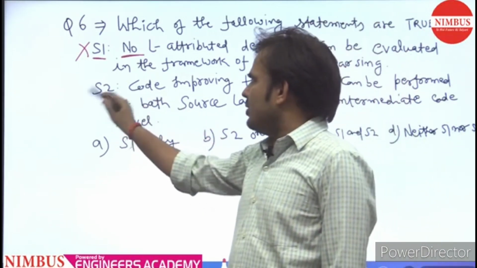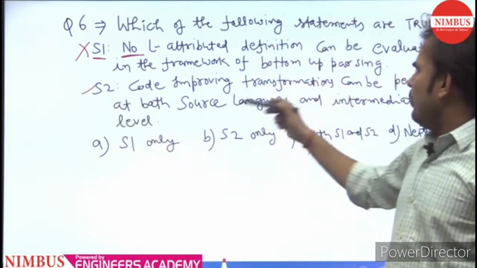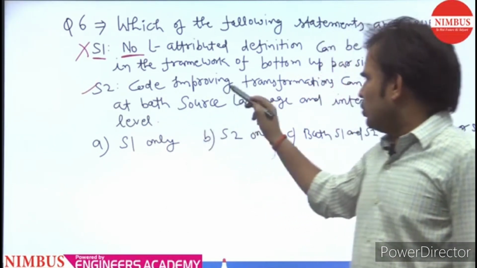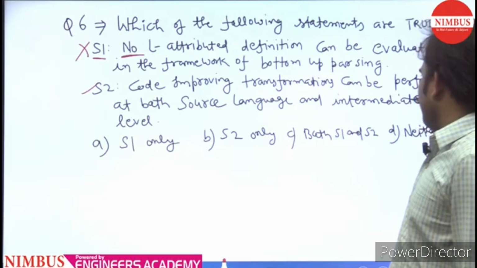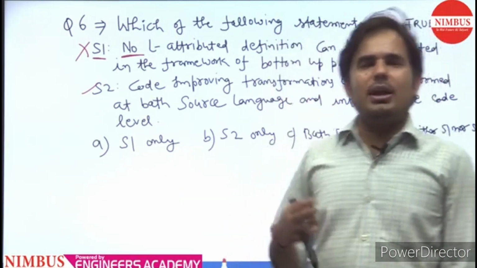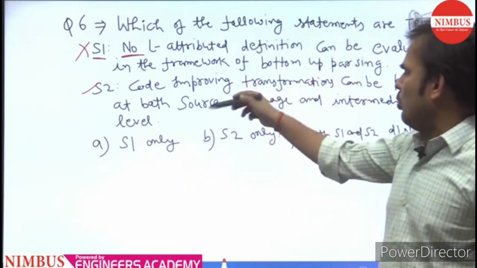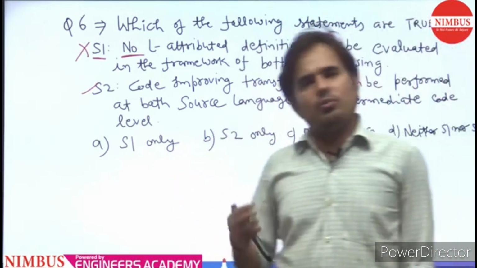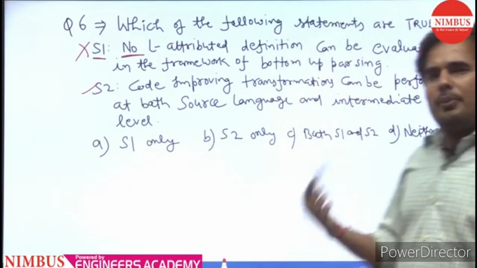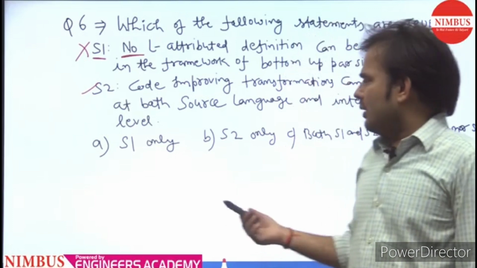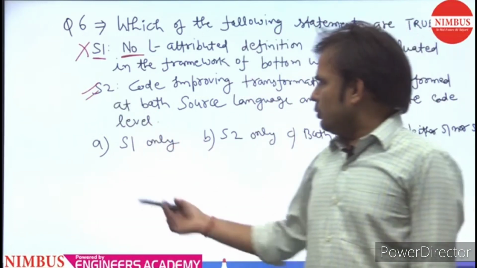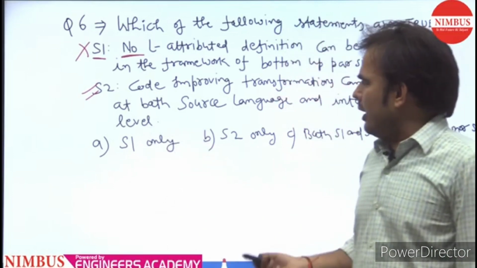So what about this statement S2? Code improving transformations can be performed at both source language and intermediate code level. Yes, so the improvement of code, we start it from the source language and also do it at the intermediate code level. So yes, this statement is correct.